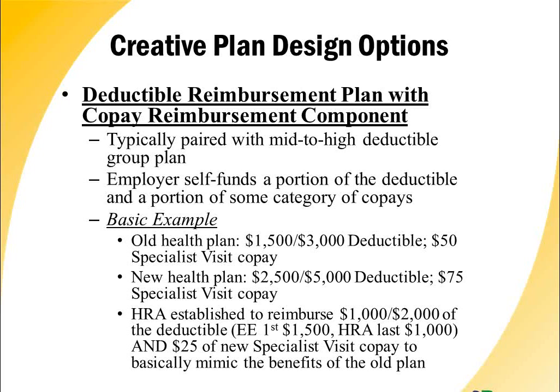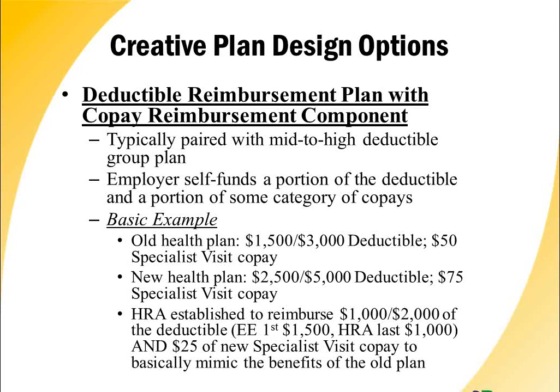So I just want to run through a few concrete examples of these different types of plan designs. First is a deductible reimbursement plan with a copay reimbursement component. Typically, a deductible reimbursement plan is paired with a mid to high deductible group health plan, and the employer just says, okay, employee, I'm going to self-fund a portion of this higher deductible. Oh, and by the way, I'm also going to help you with a portion of one of your categories of copays on your health plan.